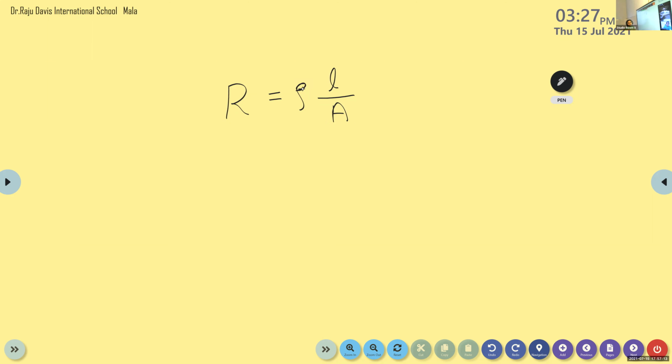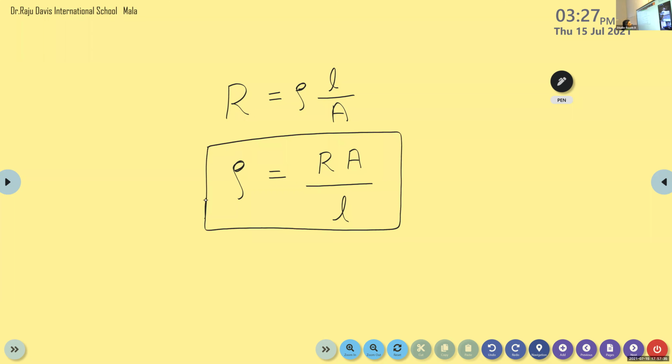Then what is rho? Rho is equal to RA divided by L. This is the mathematical equation for calculating the resistivity. Okay, it is not R by L, it is RA divided by L. Now we can find out the unit from this equation. What is the unit of resistance?